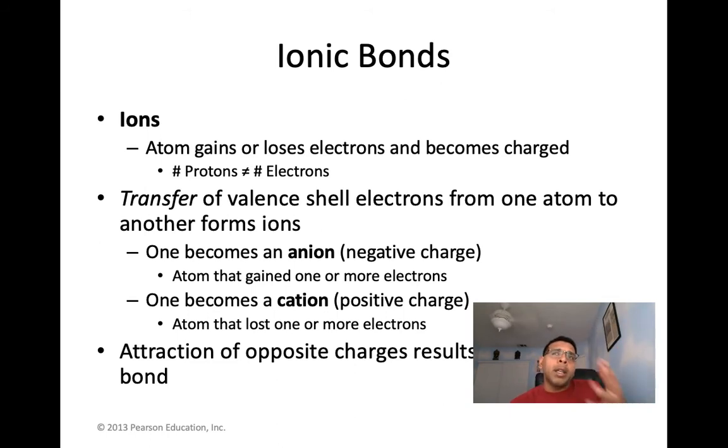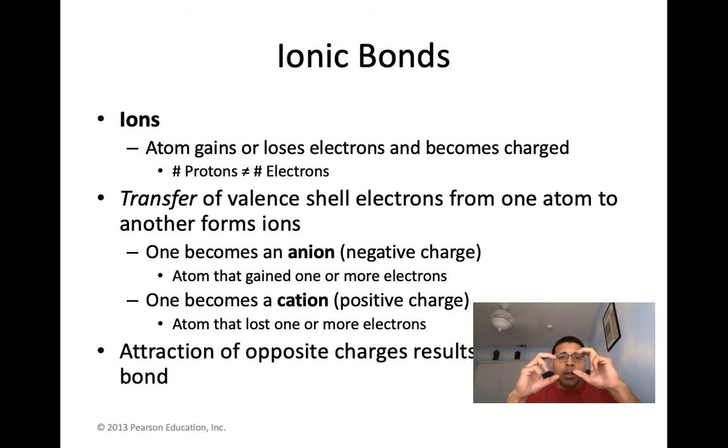I want you to know an ionic bond is a chemical bond that forms between atoms when they transfer one or more electrons from one atom to another. These ions tend to stay close together because opposite charges attract. So you have two atoms, one loses and the other gains.